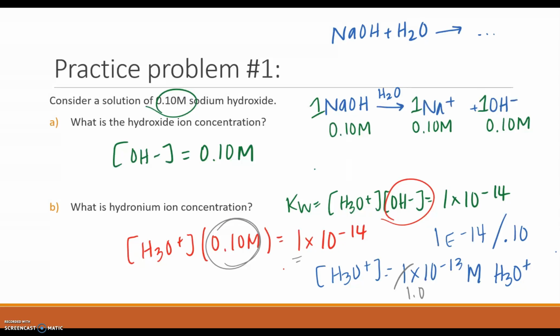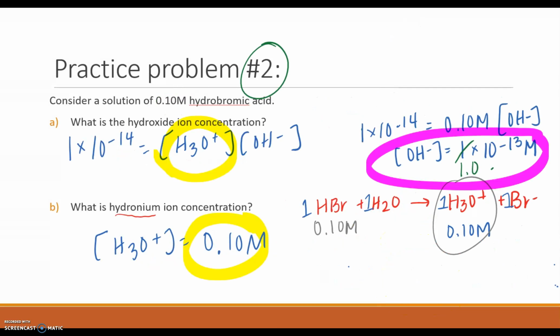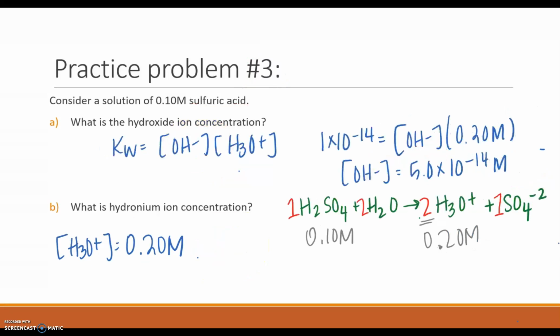All right, sorry. So problem number 1, make sure that you fix your sig figs here. Problem number 2, make sure that you fixed your sig figs here. And then problem number 3, double check your sig figs, because I did it right finally, and that's your answer for the OH. That's your answer for the H3O+.